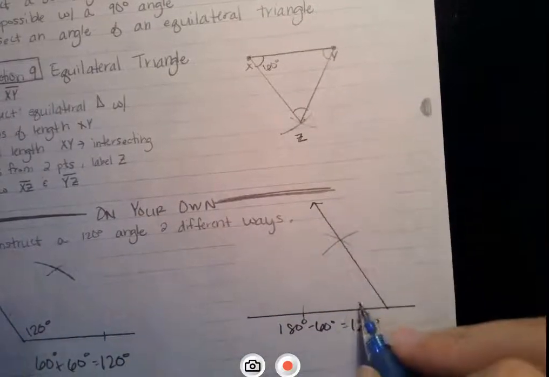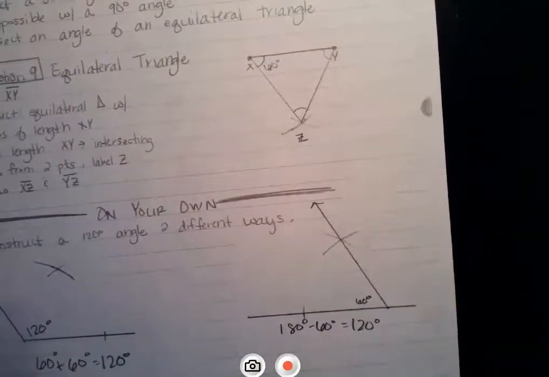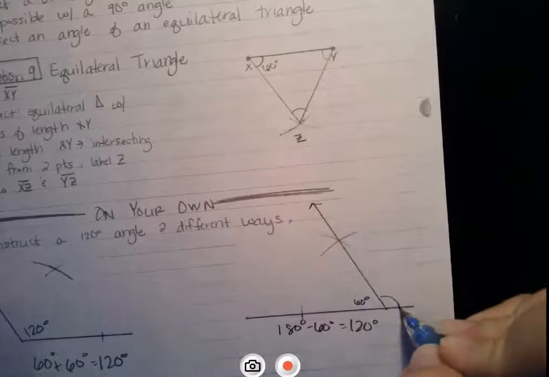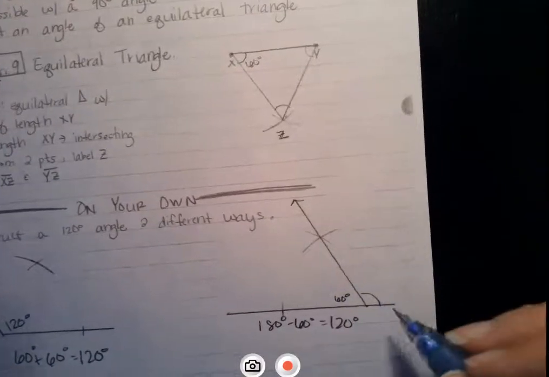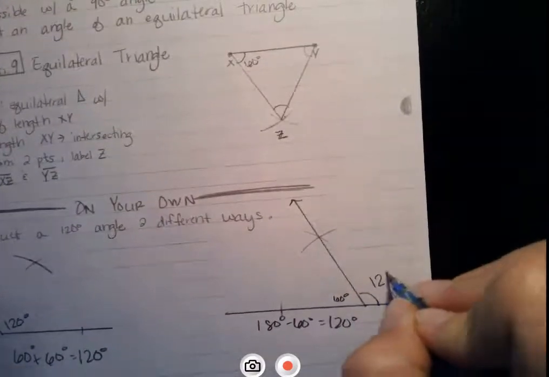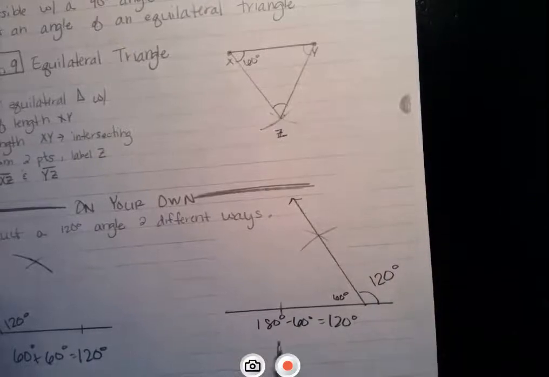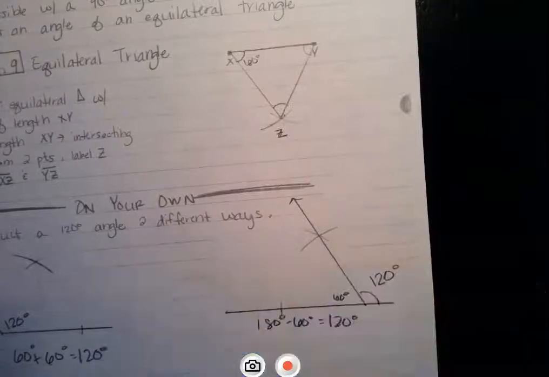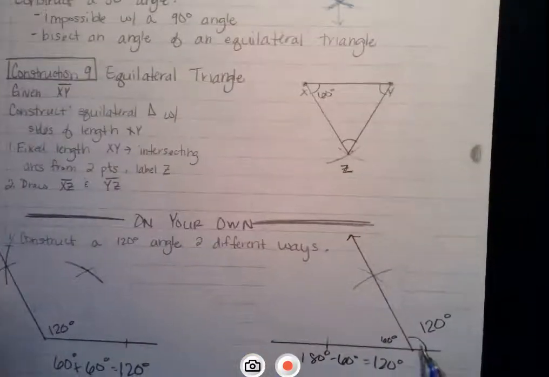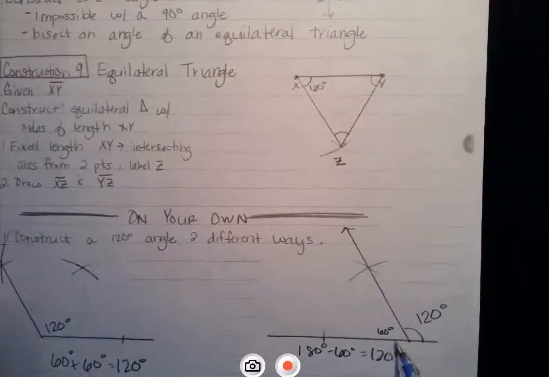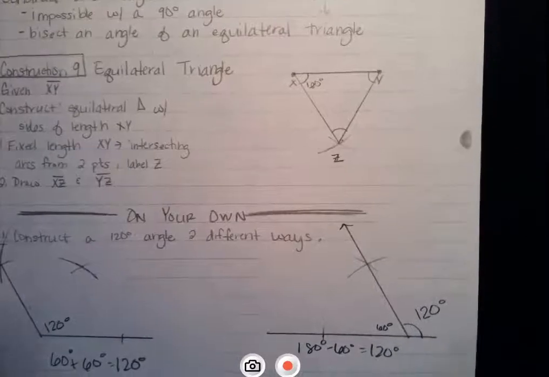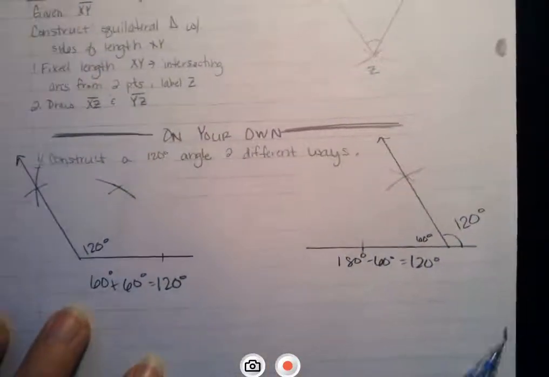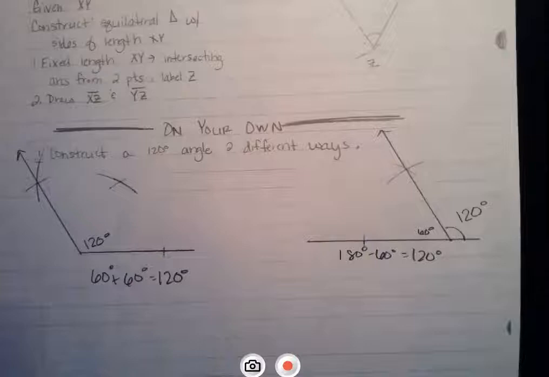So this is a 60. So what's this one over here? 120 degrees, because this time I subtracted. I took my straight line and I'm taking the 60 out, which leaves me 120. So there are two different ways there. You can add two 60s or you can do 180 minus 60. Not a whole lot of difference.